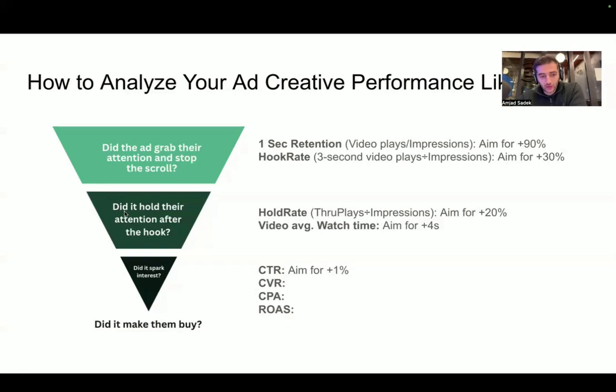And then the second question is, did the ad hold their attention after the hook? So after the 3 seconds, we also have a couple of metrics like hold rate, how many people watch at least 15 seconds of the ad. Here we want to aim for 20%. And for the average view time, we want to aim for 4 seconds. Anything less than 3 seconds is really bad.